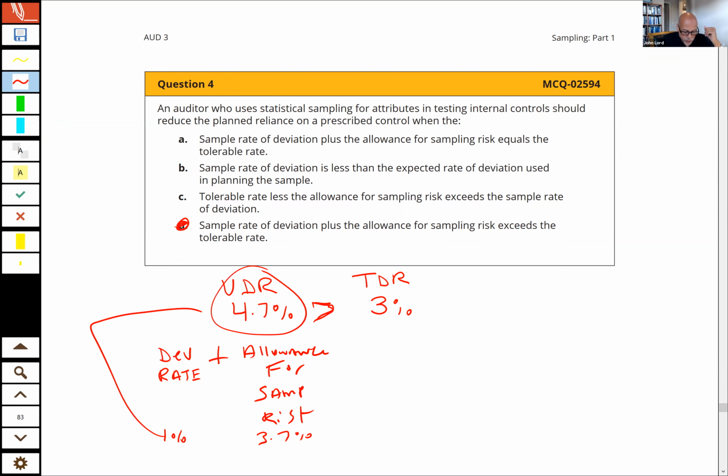Okay, so the auditor would not rely on the control if what? The sample rate of deviation plus the allowance for sampling risk exceeded the tolerable rate, right?